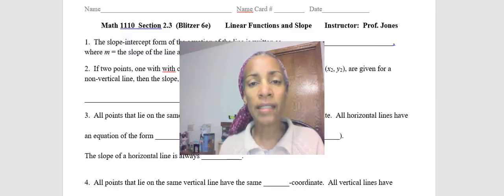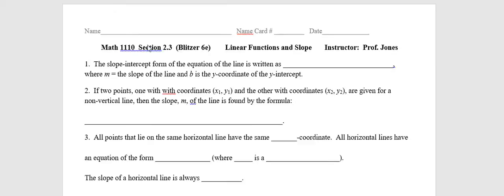Hi, let's take a look at section 2.3, where we're looking at linear functions and slope. The slope-intercept form of the equation of the line is written as y equals mx plus b, where m equals the slope of the line and b is the y-coordinate of the y-intercept.